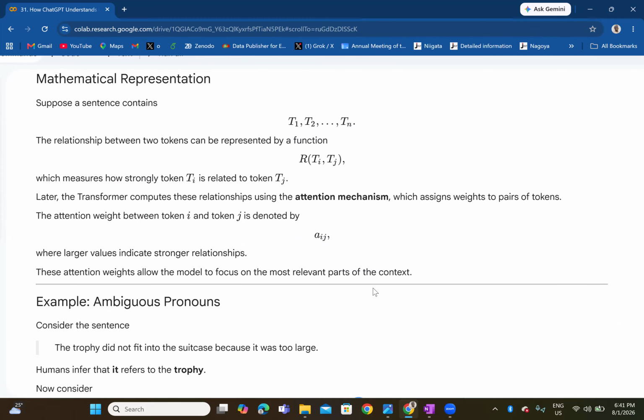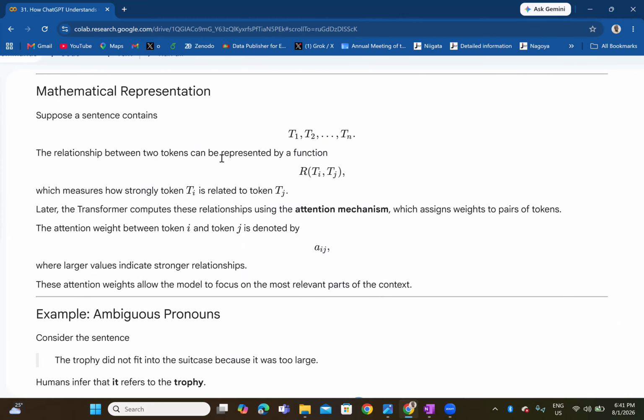And then you have the mathematical representation. Suppose a sentence contains T1, T2, up to Tn. The relationship between two tokens can be represented by a function R(Ti, Tj), which measures how strongly token Ti is related to token Tj. Later, the transformer computes these relationships using the attention mechanism, which assigns weights to pairs of tokens. So you get the relationship between T1 and T2, T1 and T3, T1 and T4, then T2 and T3, and it goes on like that.